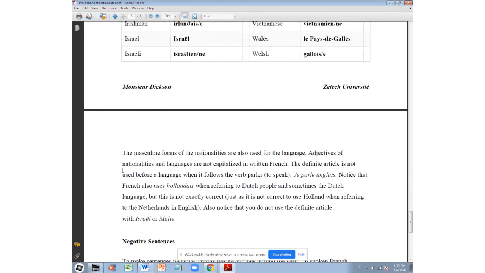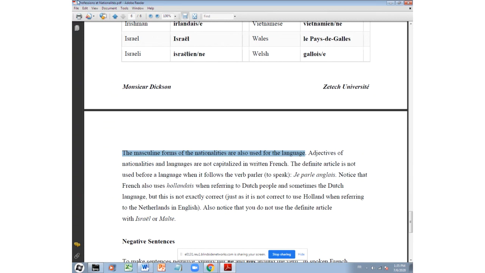Now the masculine forms of the nationality are also used for the languages. Take note of that. The languages are formed from what? The masculine nationality. For example, anglais is English. So l'anglais, that is English. We say l'anglais, français, polonais, allemand, German. That's the German language.